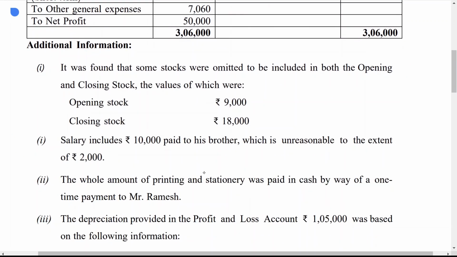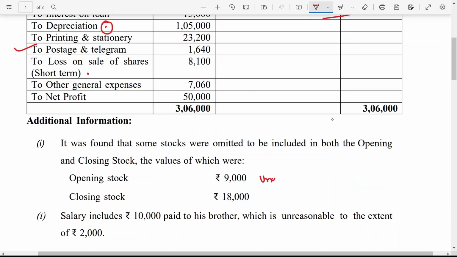Now, it was found that some stocks were omitted to be included in both the opening and closing stock, the value of which were opening stock rupees 9,000 and closing stock rupees 8,000. So this stock is not included in the stock. What treatment do we have to give? It is nothing but undervaluation of opening stock, and undervaluation of closing stock.